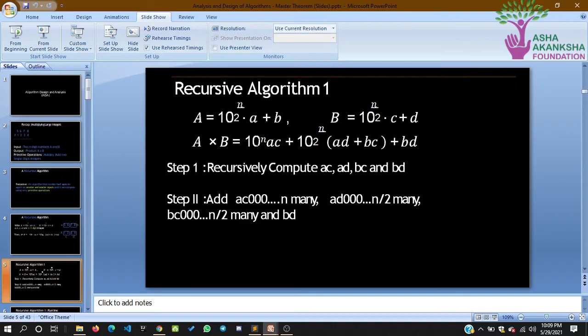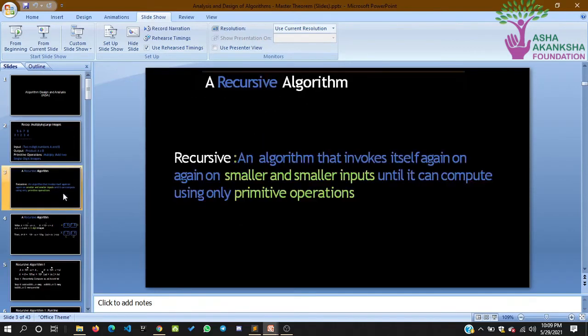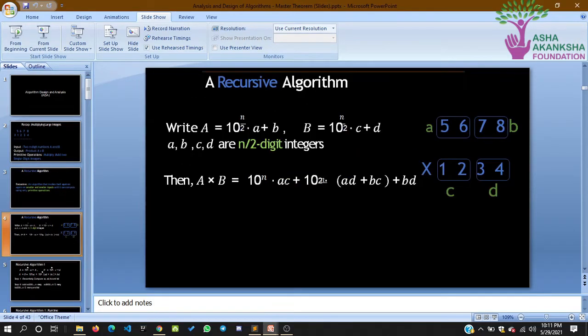To multiply, you just have to follow this formula. A into B is equal to 10 to the power n into a into c, plus 10 to the power n by 2 into (ad plus bc), plus bd. This is the formula that you can follow to get A cross B. This is a formula from Vedic maths.